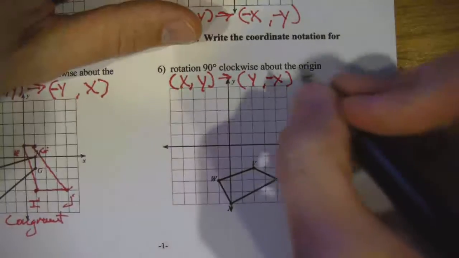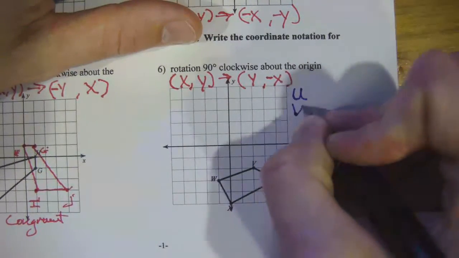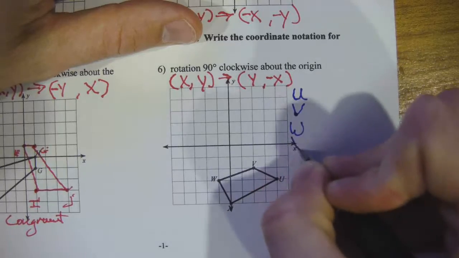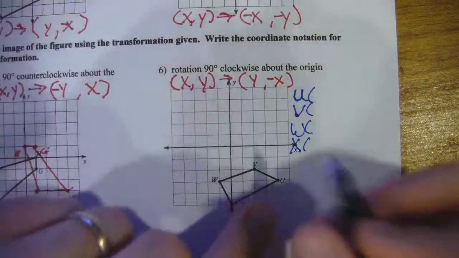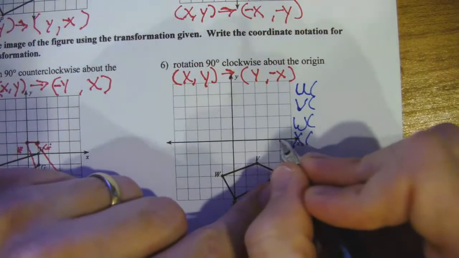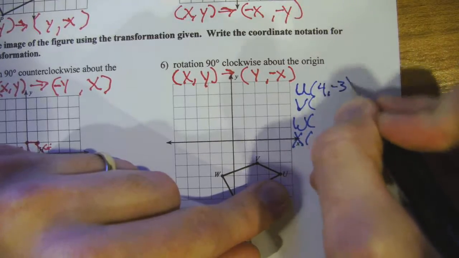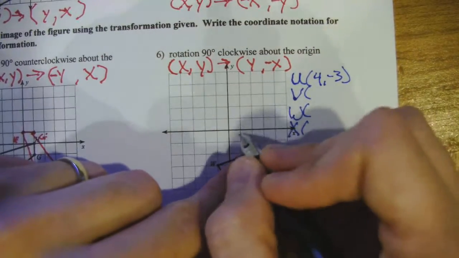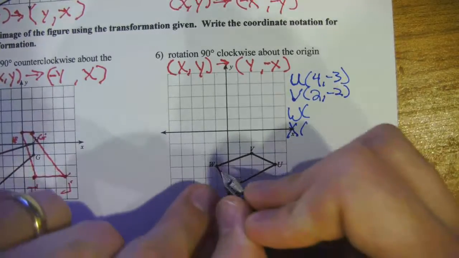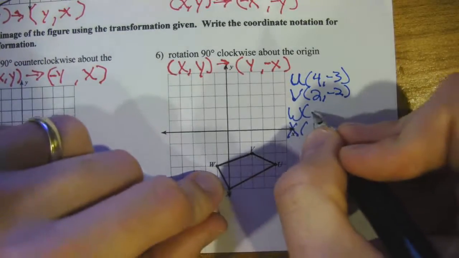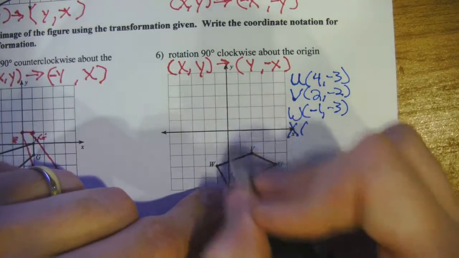So we've got U, V, W, and X. So let's write the coordinates down. U is at, let's see here, 4, negative 3. V is at 2, negative 2. W is at negative 1, negative 3. X is at 0, negative 5.